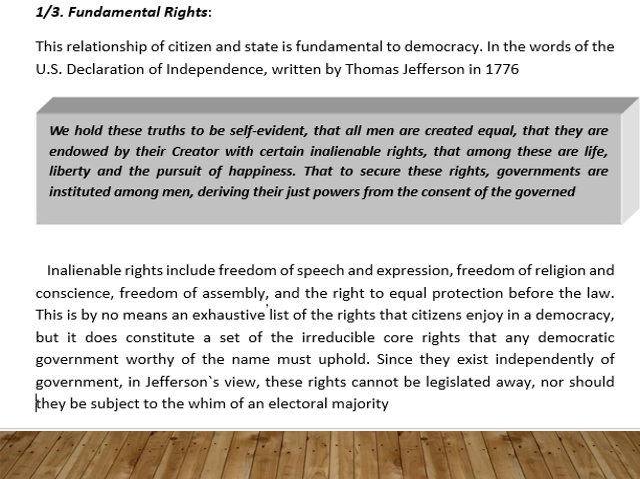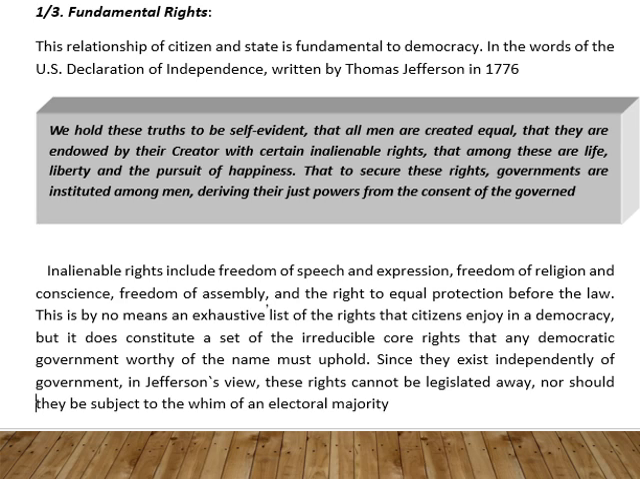That was a very important declaration, a clear declaration in the history of human rights, saying that no matter why and how or in what sense the government is built, the set of human rights should be untouchable. And unalienable rights, from his perspective, include freedom of speech, expression, freedom of religion, freedom of assembly, and the right to equal protection before the law.